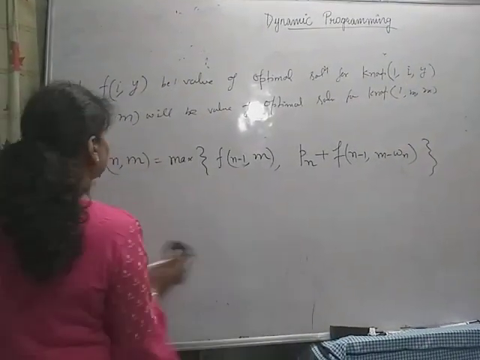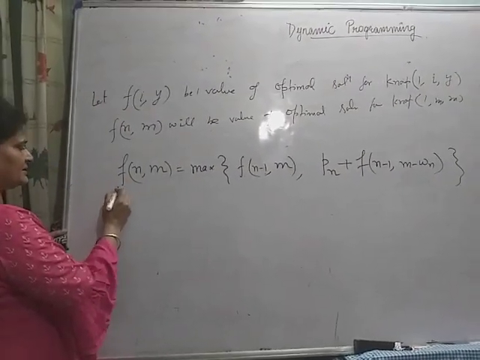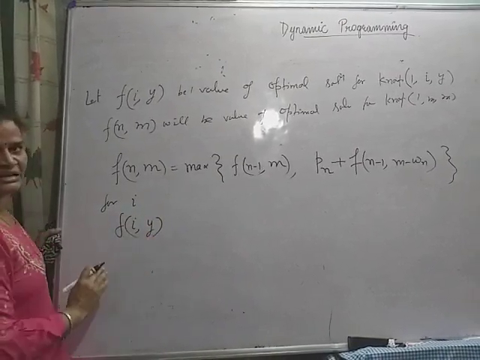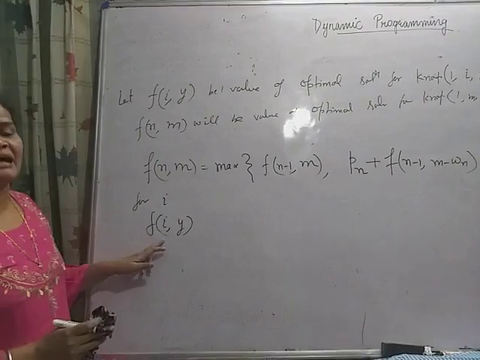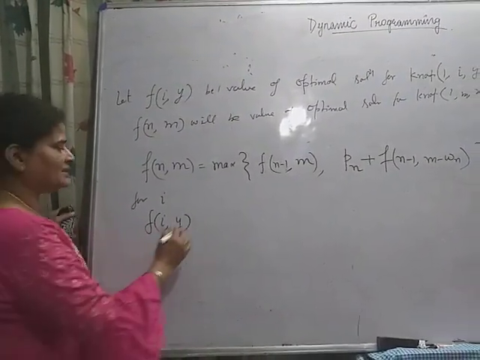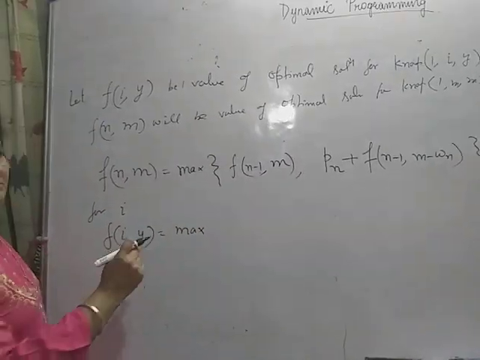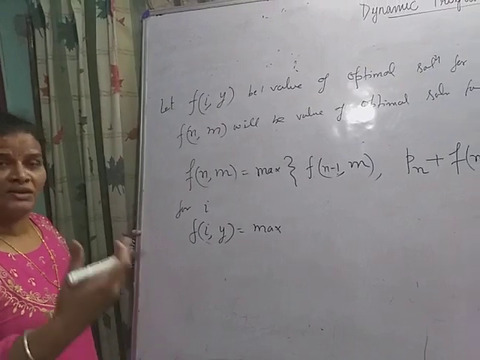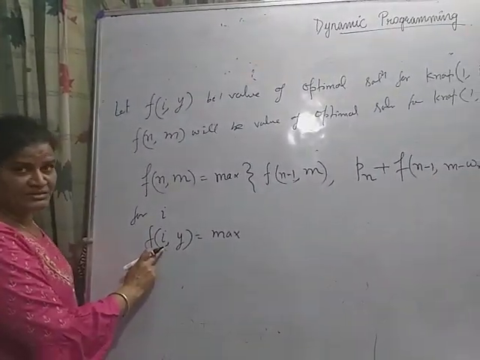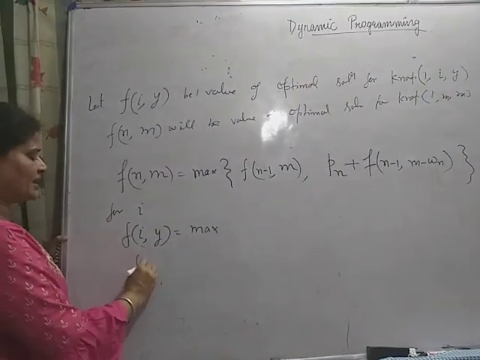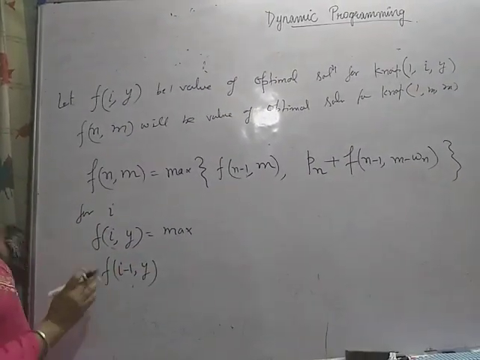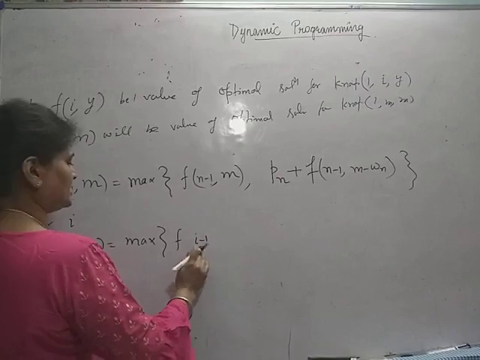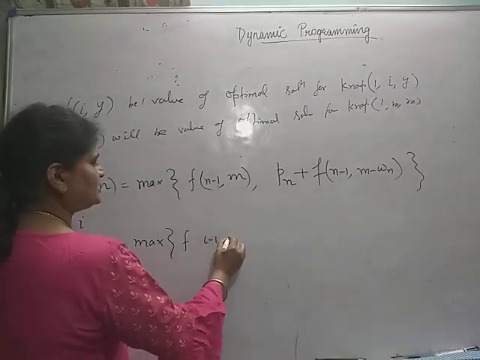If we generalize this recurrence relation for i, then Fi y, where y is the remaining capacity and Fi means I am taking the decision for the ith object. Taking the ith object means I have already taken the decision for i minus 1 objects, so for computing this I already have the value of Fi minus 1 y. So, max of Fi minus 1 y.